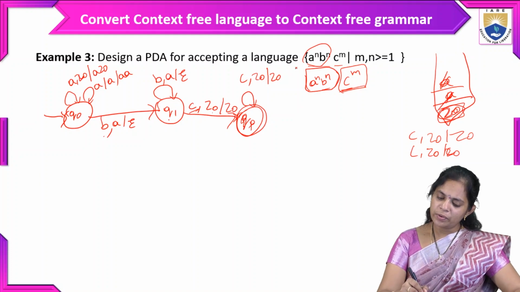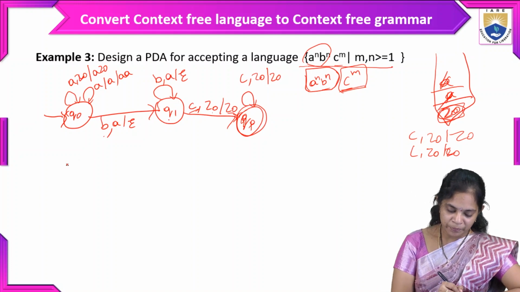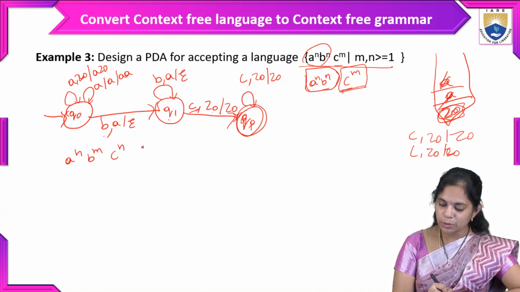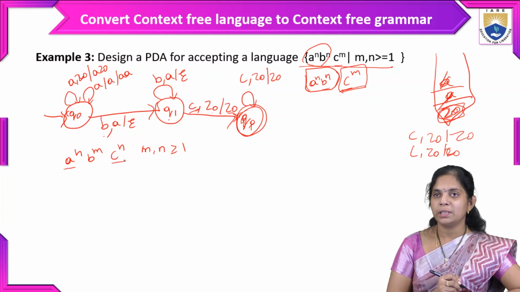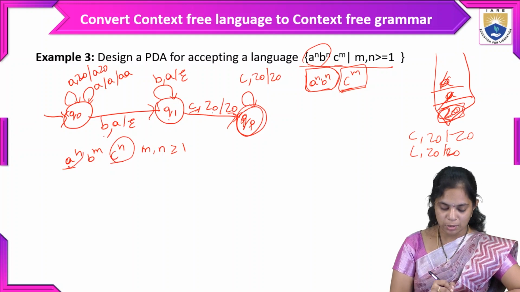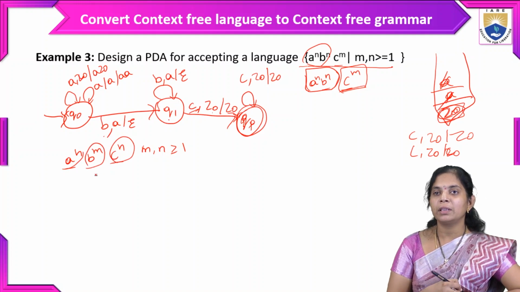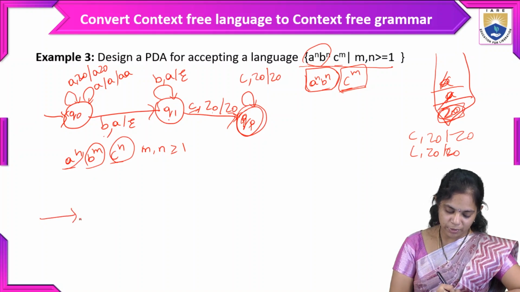And for this example, we just change the m and n values: A power n and B power m and C power n. For this one, same constraints. Here the number of A's is followed by the number of C's. So same thing, while reading the C value, we need to pop the A values. And whenever we have the B value, we need to do nothing. How to design this one, we'll see.